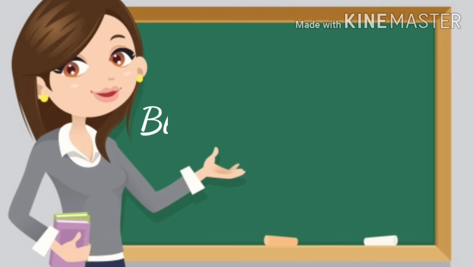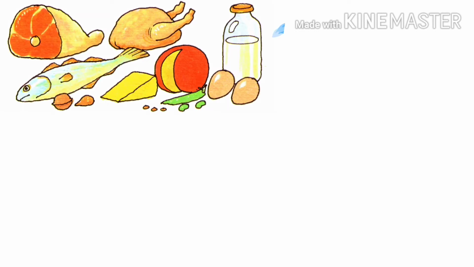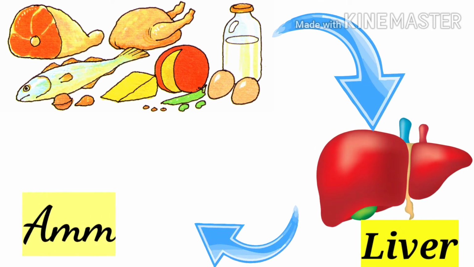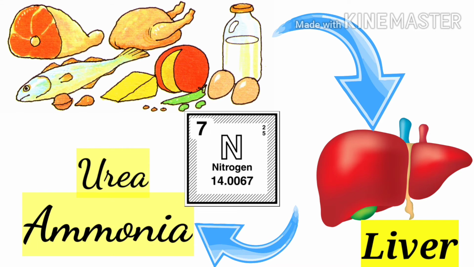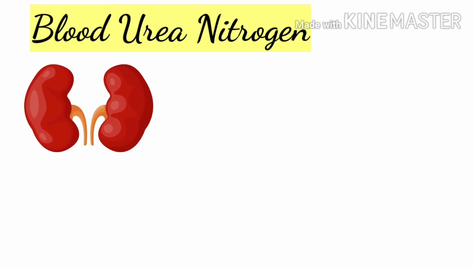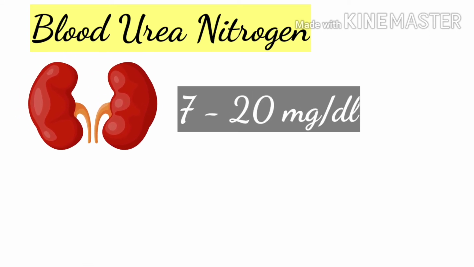Next comes the blood urea nitrogen. Blood urea nitrogen is the end product of protein catabolism. Once the proteins break down, this protein breakdown occurs in the liver where it releases ammonia as a byproduct. From the ammonia, nitrogen will be released where it enters the blood, and finally it enters the kidney where it's excreted in the form of urine. Normal blood urea nitrogen is 7 to 20 milligrams per deciliter.